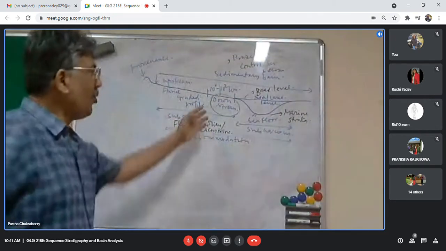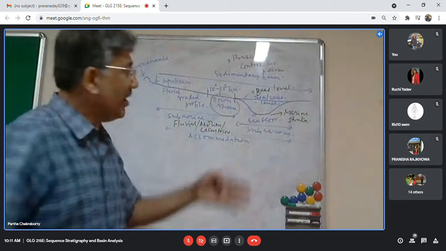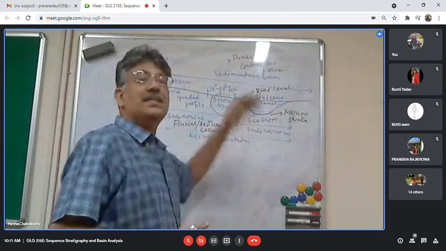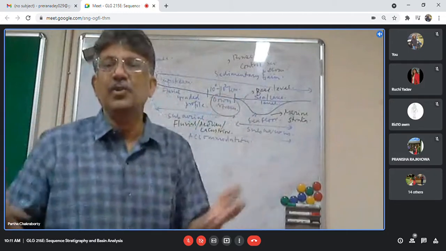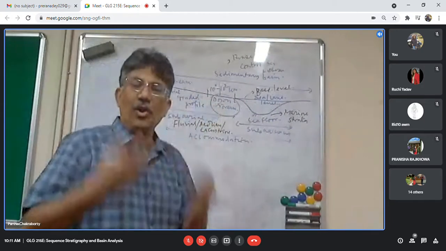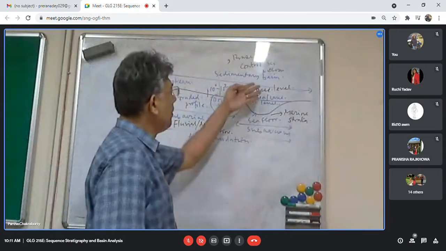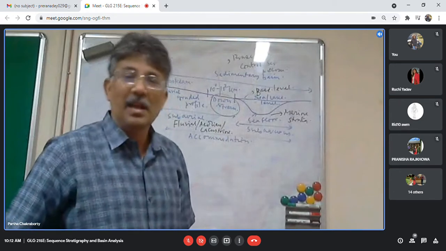So here I will get the interaction between the continental and marine, whereas there it is mostly restricted within the marine strata. Here I will be getting the interaction between the continental and the marine, but the main control will always be the base level.